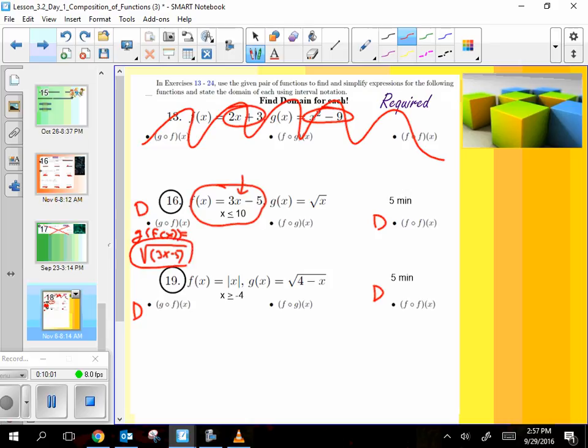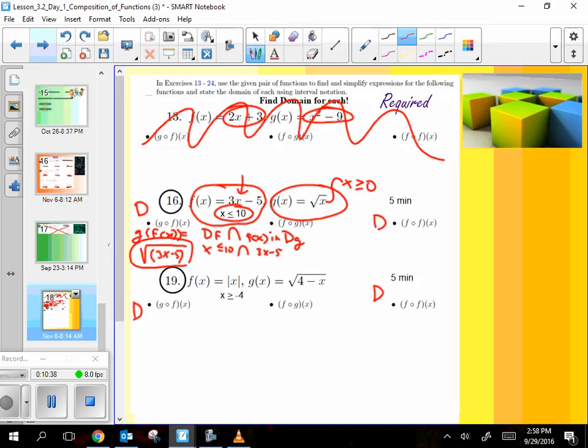Now what's its domain? It's the domain of the inside one, which is f, intersected with f of x in the domain of g. So this is the domain of f, which is given right here: x is less than or equal to 10, intersected with f of x, which is 3x minus 5, put into the domain of g. Wait a minute, they didn't give me a domain of g. Well, then I have to do my domain myself. It's called an implied domain. It's implying that x has to be greater than or equal to 0.